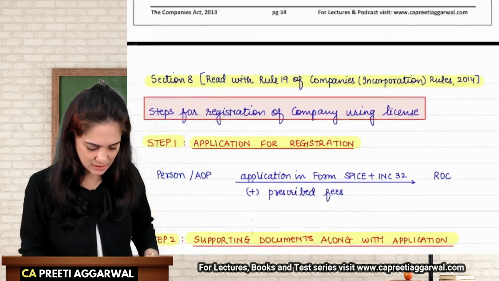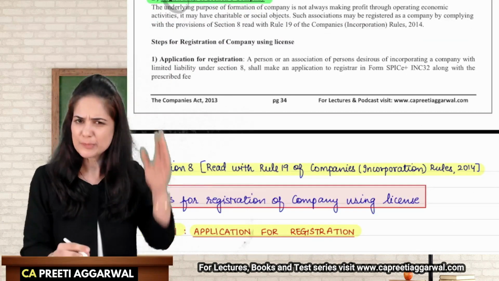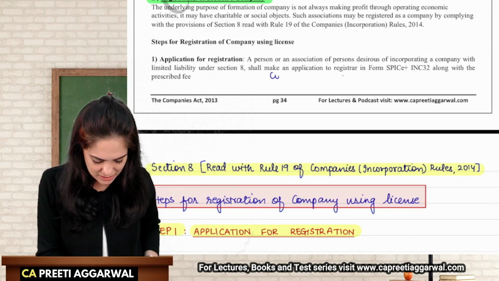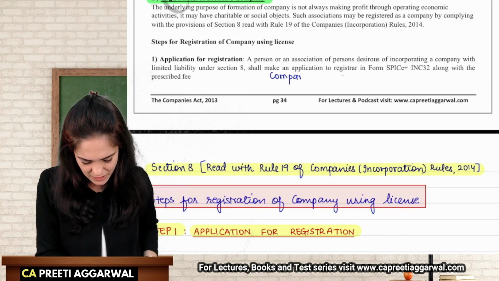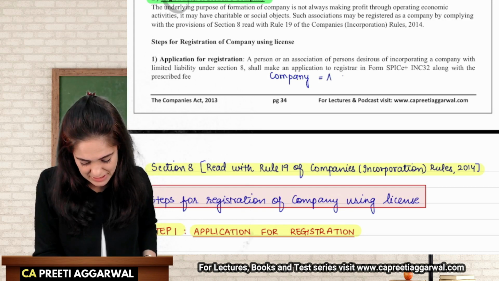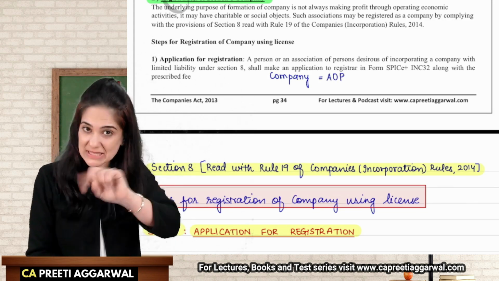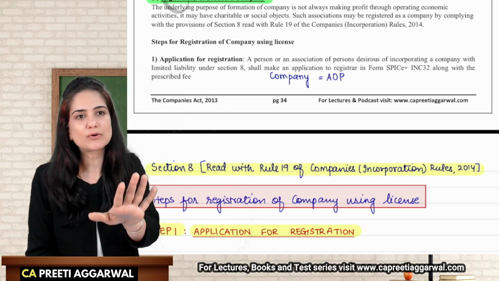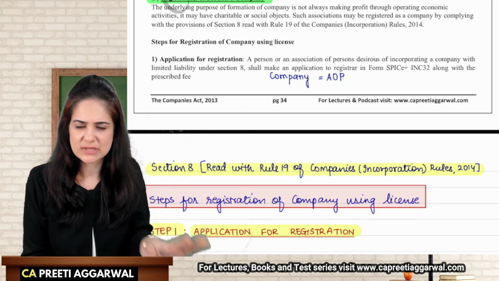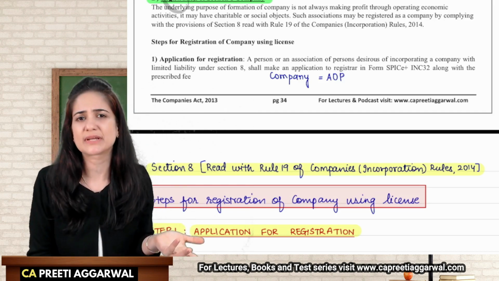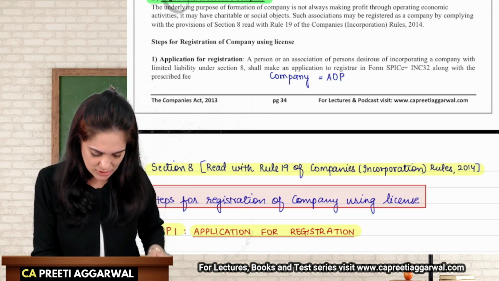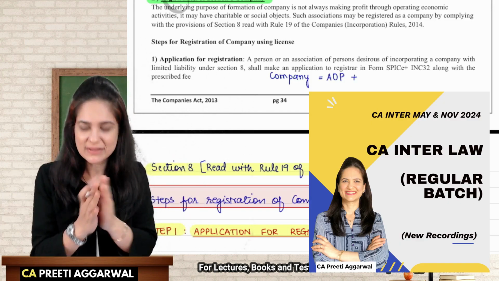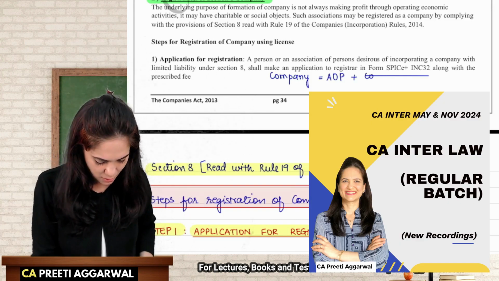Now, what is an association of persons? Do you remember we had studied in the beginning, what is a company? A company is nothing but an association of persons. I'm not talking about only natural or living persons. It can be any person. An artificial person can also form a company. Association of persons, when they come together for a common object.